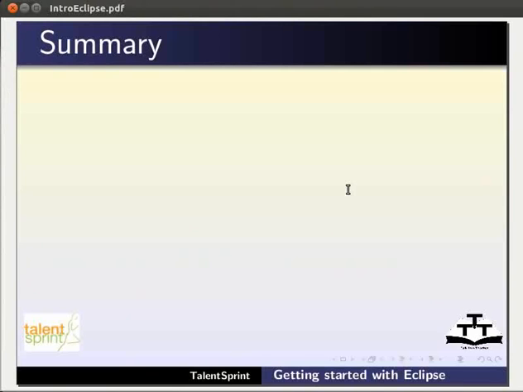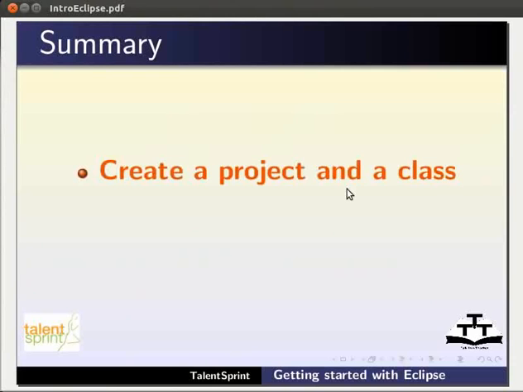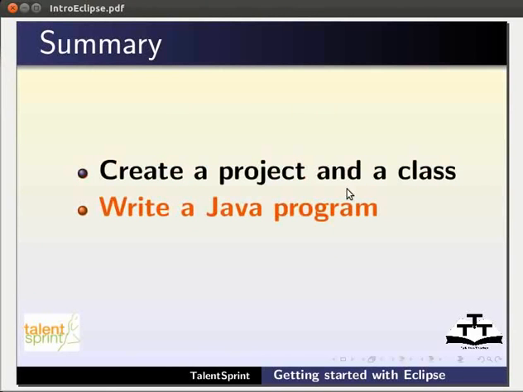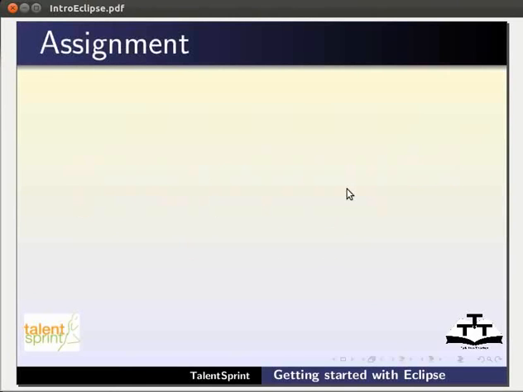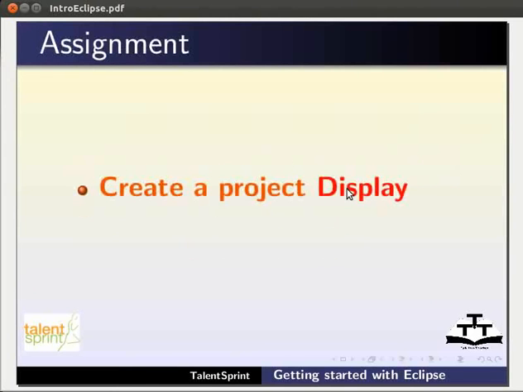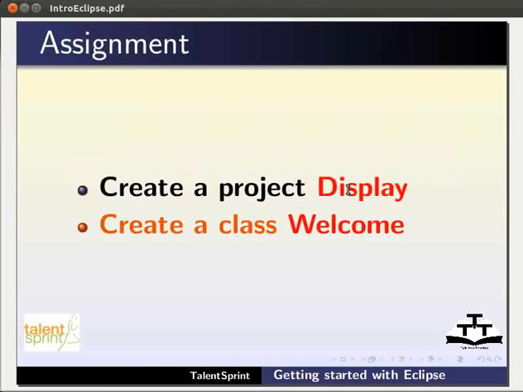This brings us to the end of the tutorial. In this tutorial, we have learned how to create a project in Eclipse and add a class to it, how to write Java source code, and how to run a Java program in Eclipse. As an assignment for this tutorial, create a project by the name Display and add a class to the Display project by the name Welcome.